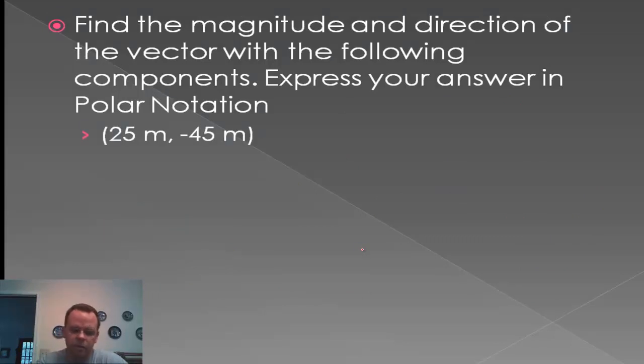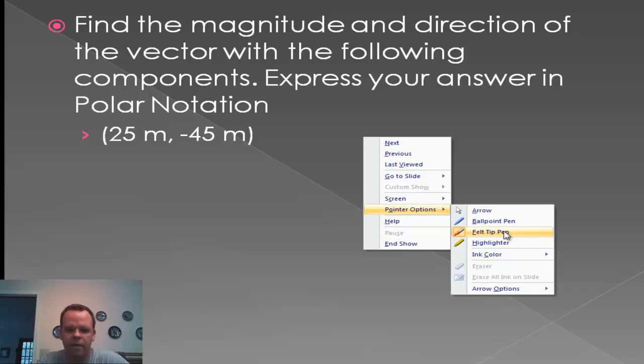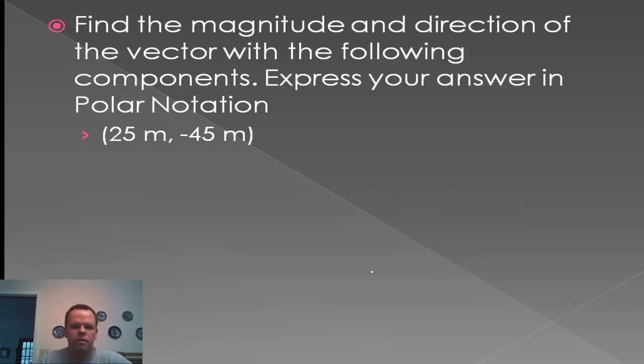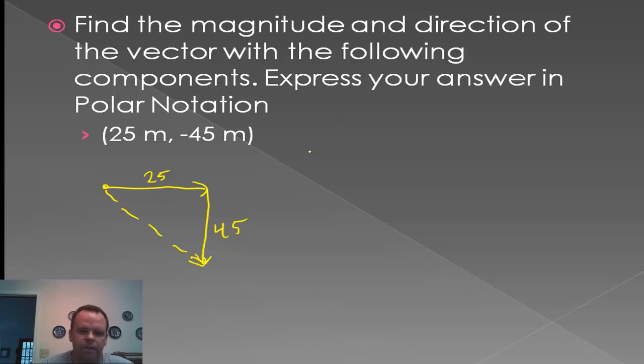The second one here, 25 meters at negative 45 meters. So we're going to draw this out again. This time, I'm going 25 to the right because it's positive. Where the first vector ends, I draw my second vector, 45 down. And I'm looking for the vector from where I started to where I finished.